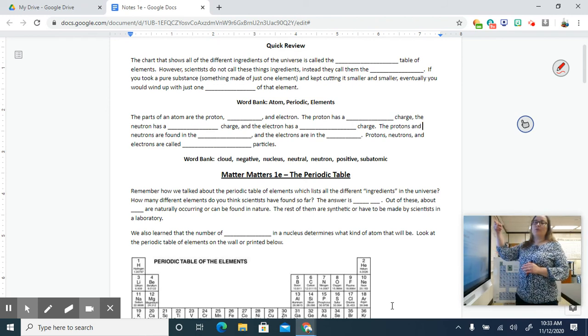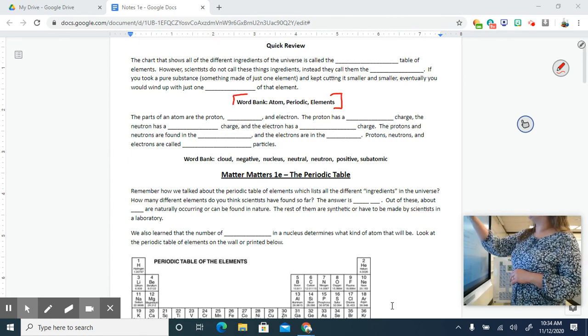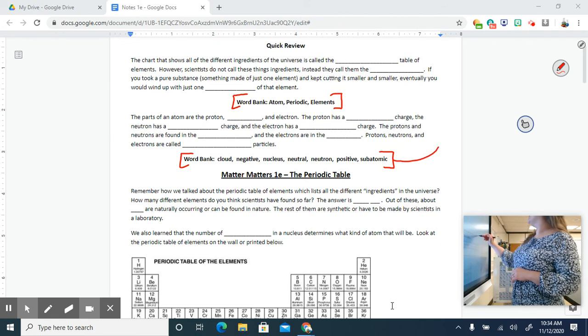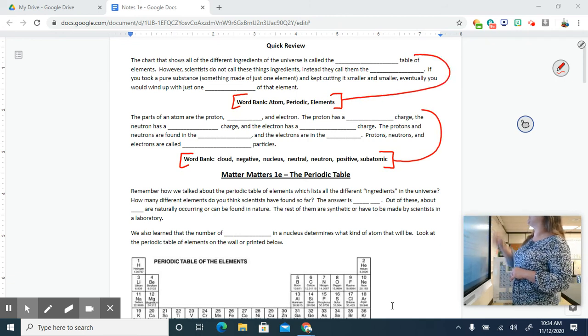So you have two quick reviews here, mostly because there are things that I want to make sure we review, and I wanted to break it up into two different sections. So make sure that you use your word bank here to answer each. This word bank goes with this section, and this word bank goes with this section. So pause, take a moment to fill that in as best you can, and then unpause it to get the answers.